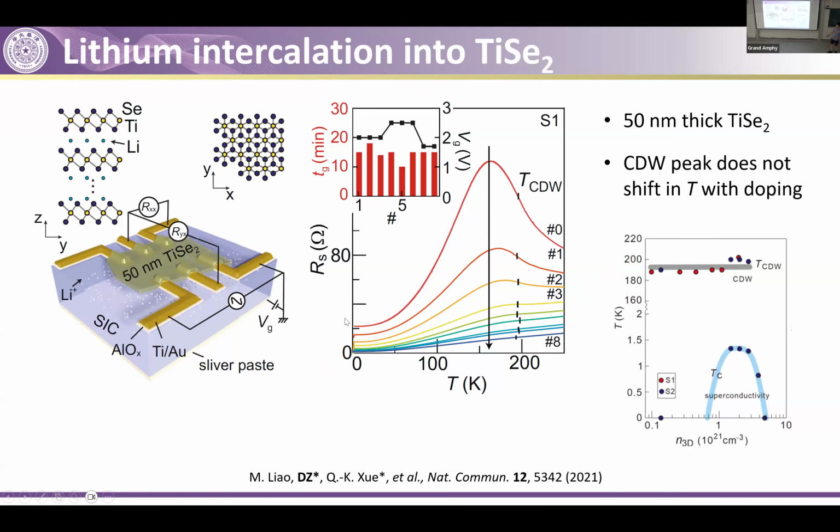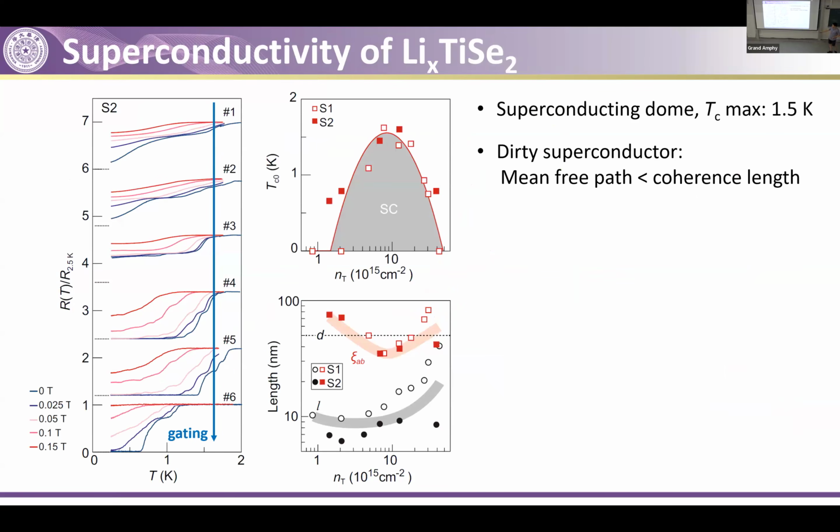If we zoom in on the low temperature side, we see that after gating, the superconductivity occurs and becomes better when we go to the optimum dome. So it shows the superconducting dome as a function of the injected lithium, or as a function of the total carrier density in our system. Some basic facts: this is still in the dirty limit, so we estimate the mean free path is still smaller than the coherence length, and the maximum Tc is roughly about 1.5 K. And this is 50 nanometers thick.